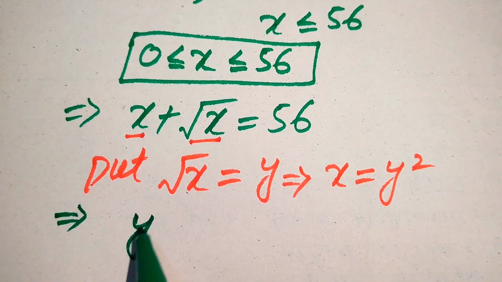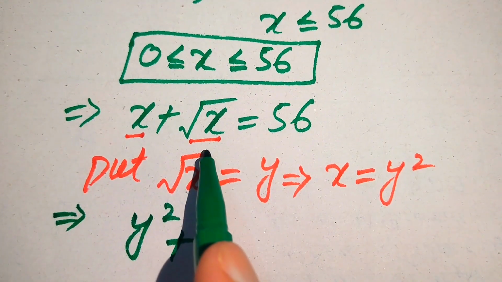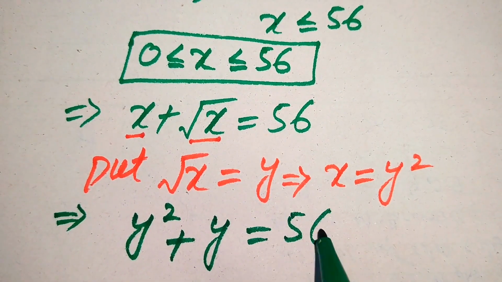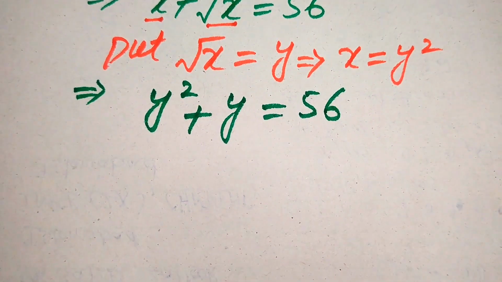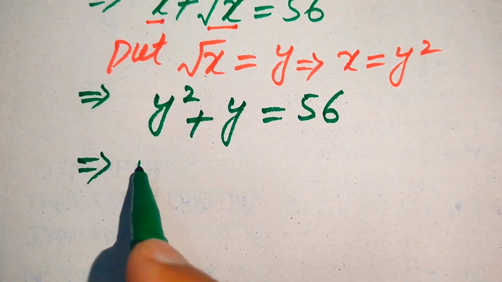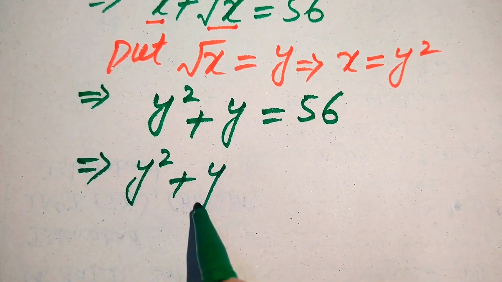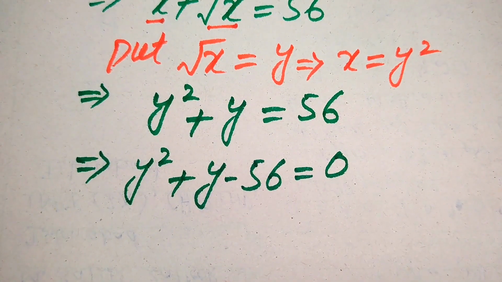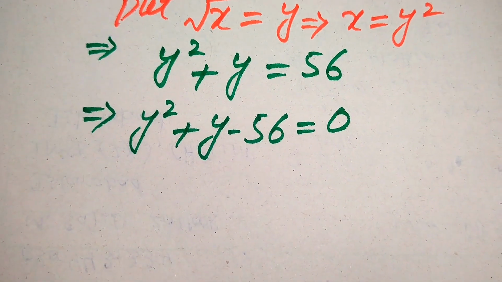So after substituting the above values, we will write our given question statement as: x is equal to y square, this becomes y square plus y, and this is equal to 56. And now we move this 56 to the left hand side, and it will be written as y square plus y minus 56 is equal to 0. So here after substituting we convert our given radical equation into quadratic form.